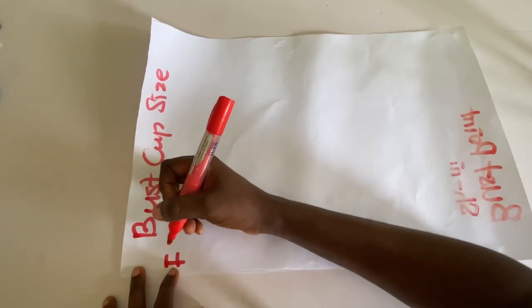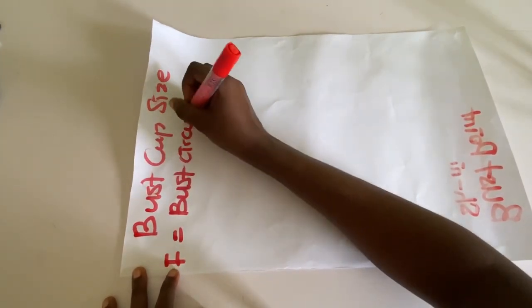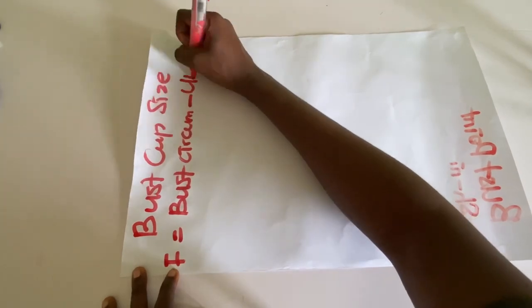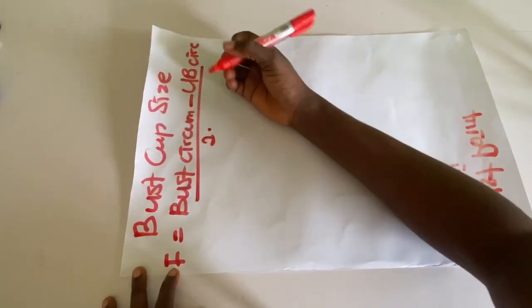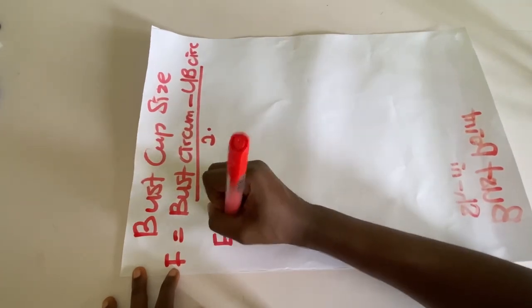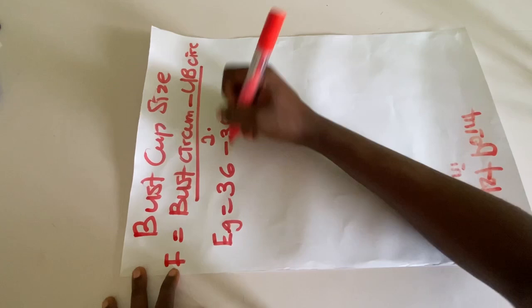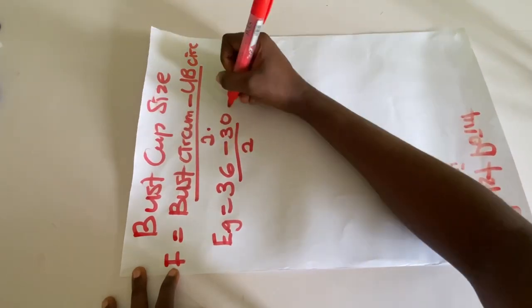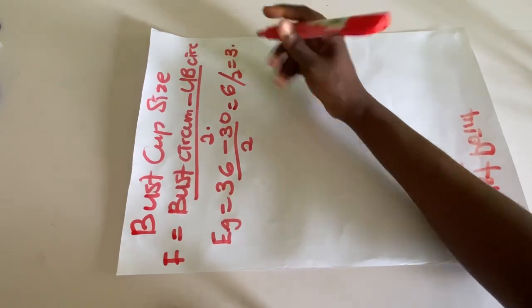Now for the bust cup size, the formula to use is your bust circumference minus your under bust circumference. Then you are going to divide it by 2. For example, a bust of 36 minus an under bust of 30 is 6, divided by 2. Then the answer you have is 3.